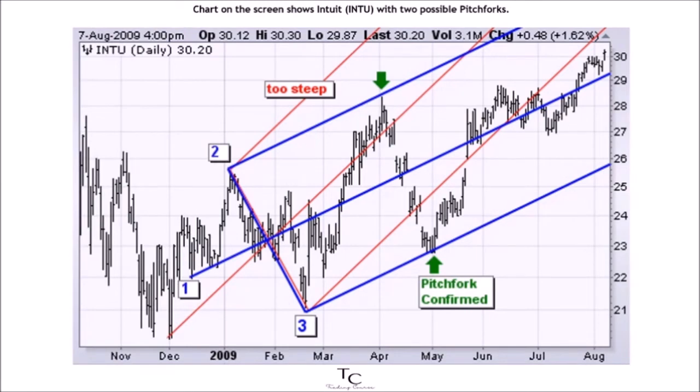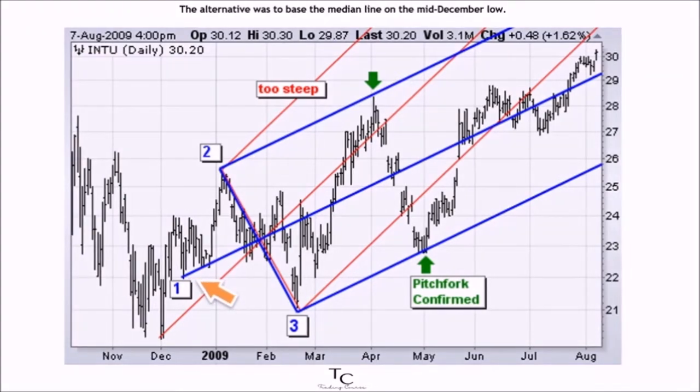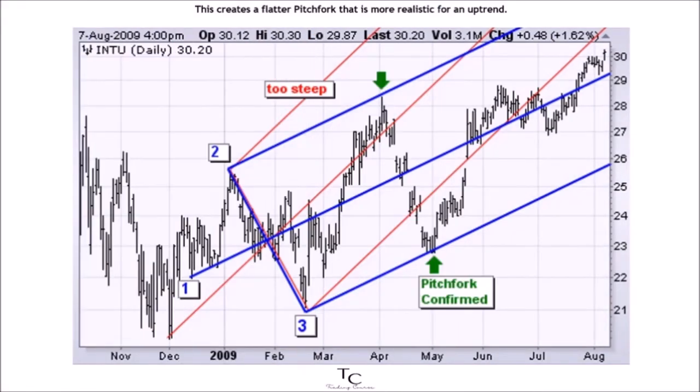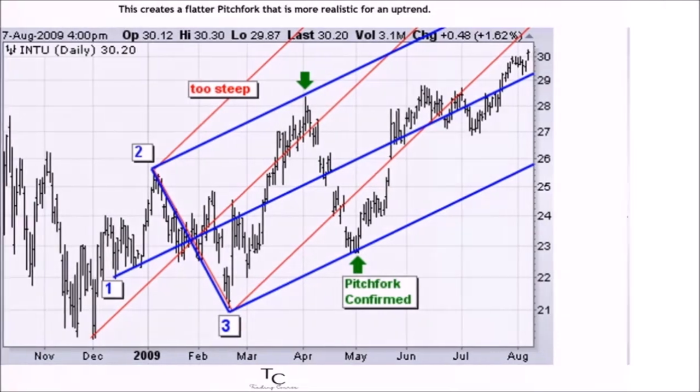Chart on the screen shows Intuit, INTU, with 2 possible pitchforks. The red pitchfork was too steep. Notice that the trend did not reverse when prices moved below the lower trend line in late April. The alternative was to base the median line on the mid-December low. This creates a flatter pitchfork that is more realistic for an uptrend.